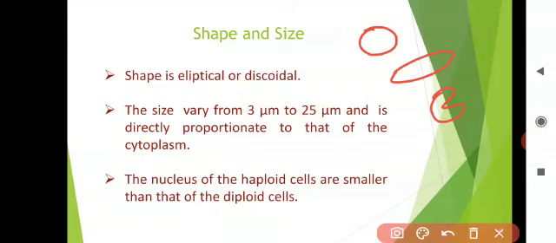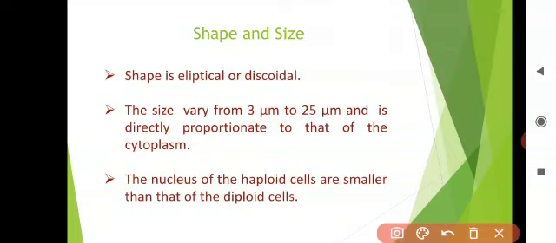The size of the nucleus may vary from 3 to 25 millimicrons, and it is directly proportionate to that of the content of the cytoplasm. Whereas the nucleus of the haploid cells are smaller when compared to the nucleus of the diploid cells.